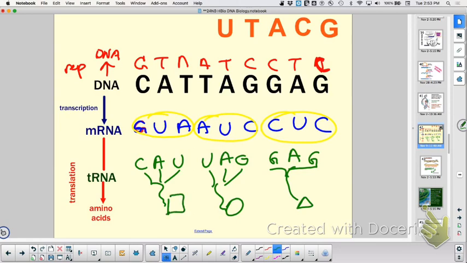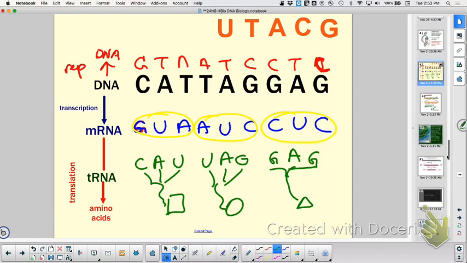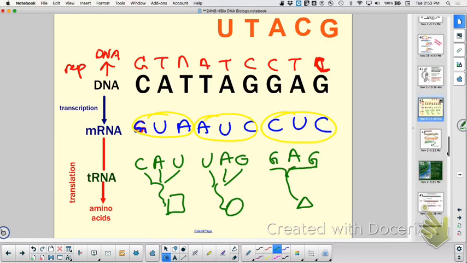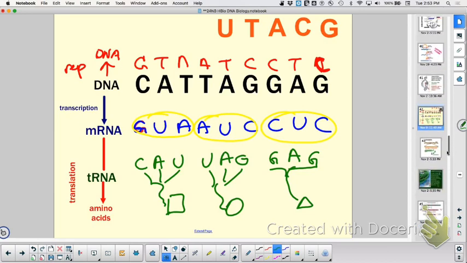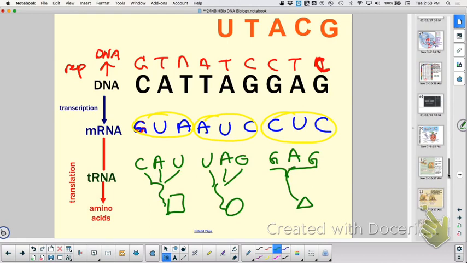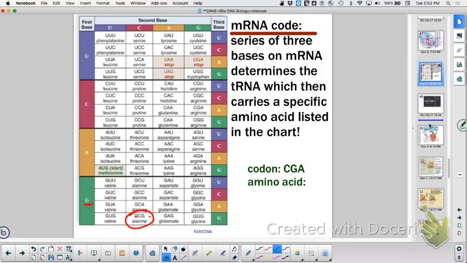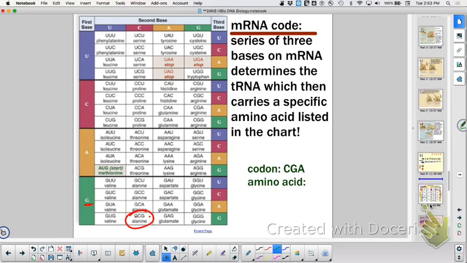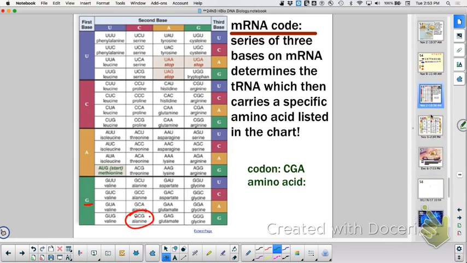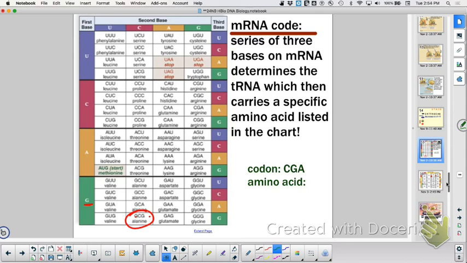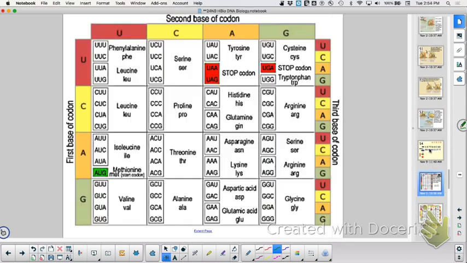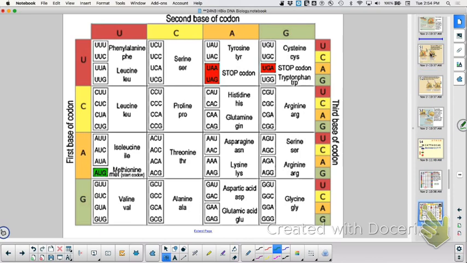I could find out what that amino acid is by looking up what? The codon chart. So what would I look up for this first one right here? GUA, is that accurate? CAU. No. Do you look at the initial code? What do you look up? The anticodon will tell you what's on the tRNA, but you don't actually need it to find out what the amino acid is.